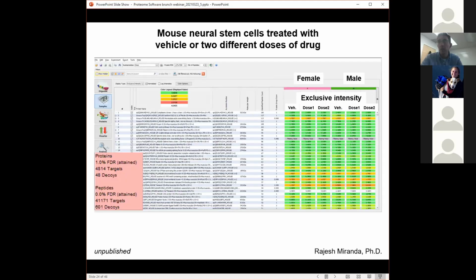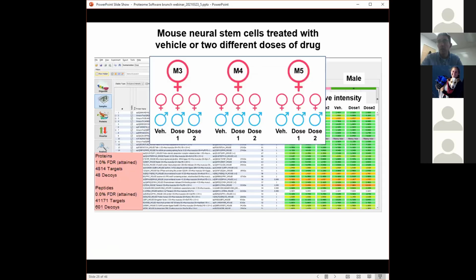Now this was a very interesting set that we ran by DIA. Here I'm not showing you the run order, but it was a set from male and female mouse neural stem cells. The experimental design was 3 mother mice, and from each mother, a male and a female were selected. The neural stem cells were acquired and put into 3 separate batches for each one. Then they received either vehicle, dose 1, or dose 2 across the 3 sets.